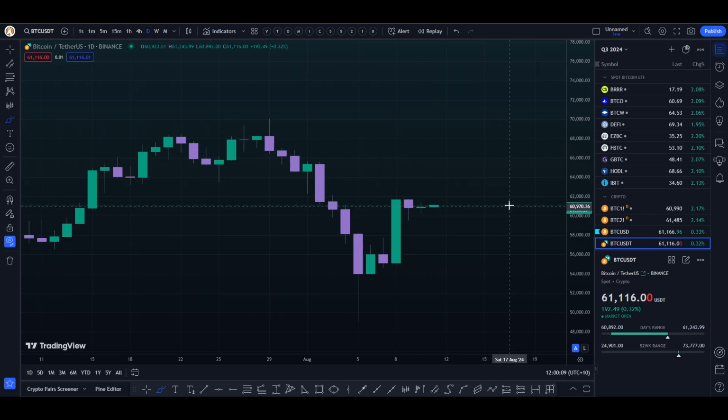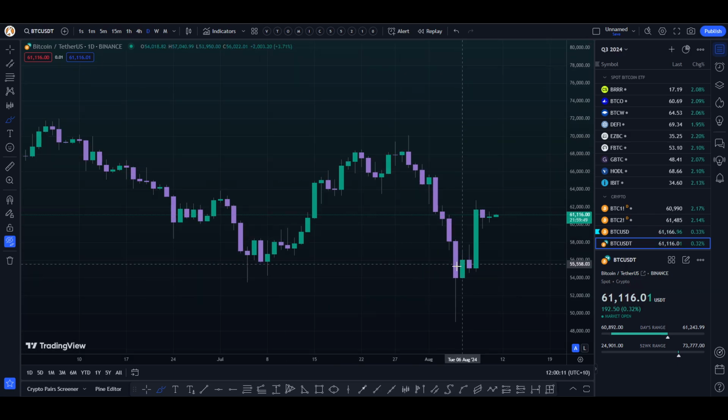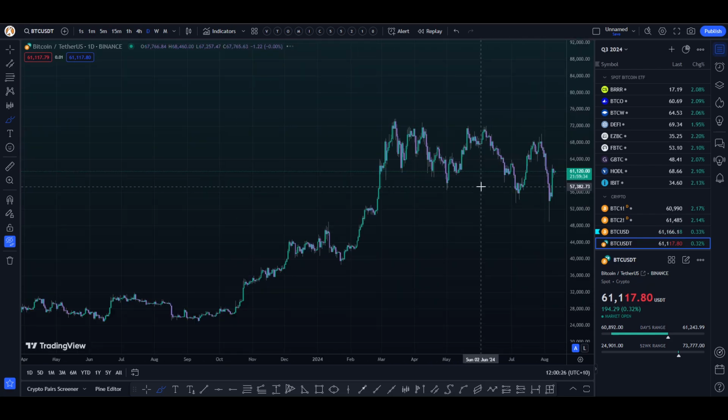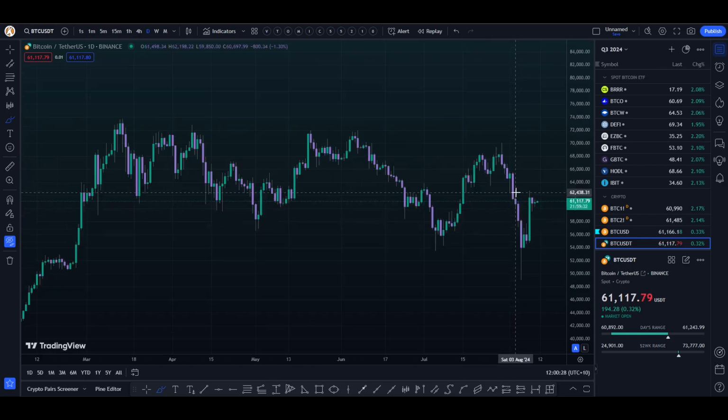And here we are, bullish engulfing, and typical Saturday, Sunday type price action. Everything's quite in a tight range. There's not too much drama going on. It's quite sideways and choppy at best. But yeah, that's the daily chart.